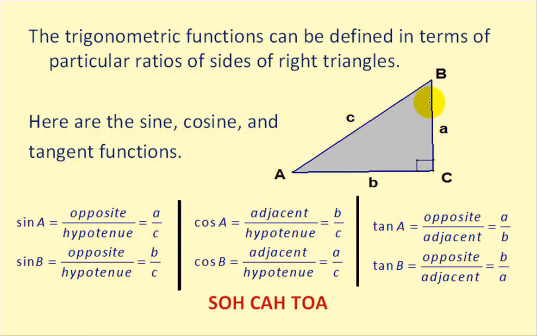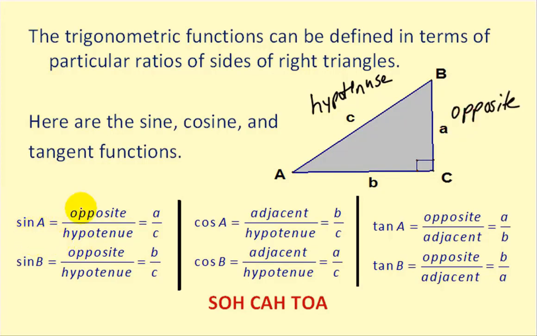So let's back up here for a second and identify. Remember that the hypotenuse is always opposite the right angle. So if you were to bisect the right angle, the side that you run into would always be the hypotenuse. Now the opposite and adjacent sides will change based upon which angle you're referring to. So going back to angle A, if we bisect angle A, the side that we run into would be the opposite side. So in terms of angle A, this is the opposite side.